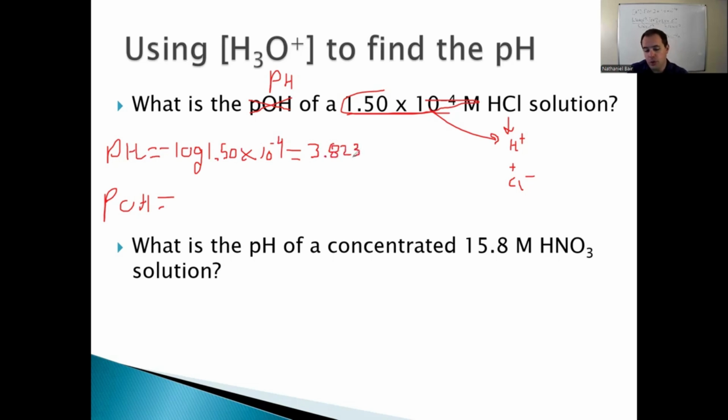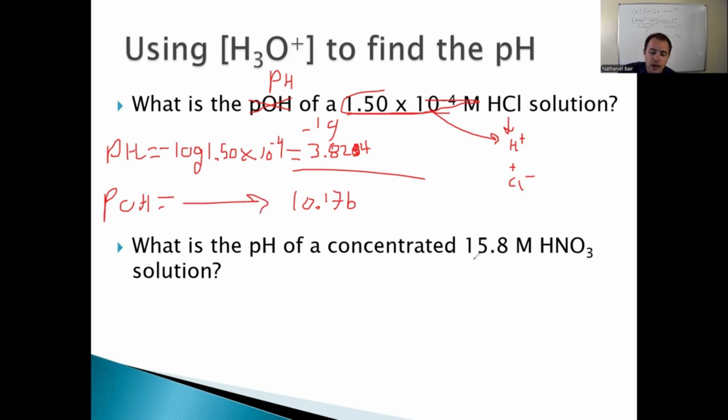3.823 would be my pH. Now, oh, no, 3.824 with rounding. Let's get that right, 3.824. Now, if I want the pOH, remember, pH plus pOH has to equal 14. So 14 minus that will get me the pOH of the solution. So 14 minus 3.824, that's going to be 10.176 as my pOH.